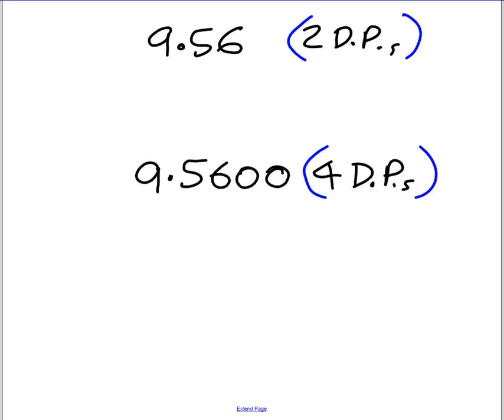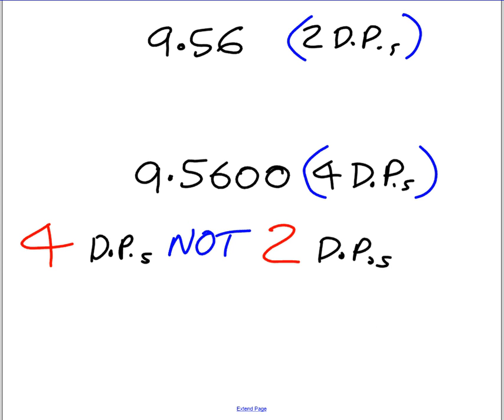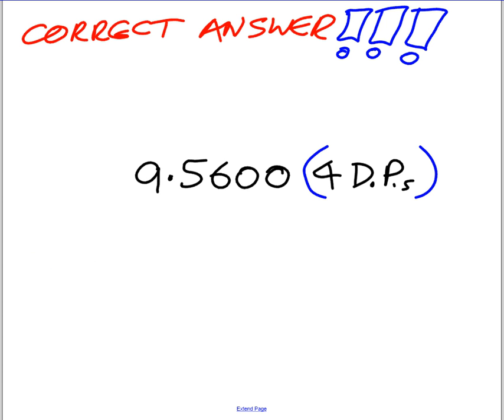Top answers get 2 decimal places. Second answers get 4 decimal places. You need to answer the question that's actually been asked here. And the question that was being asked was to round that number to 4 decimal places. So it's saying 4 decimal places, not 2 decimal places. So that here is the correct answer. Okay?